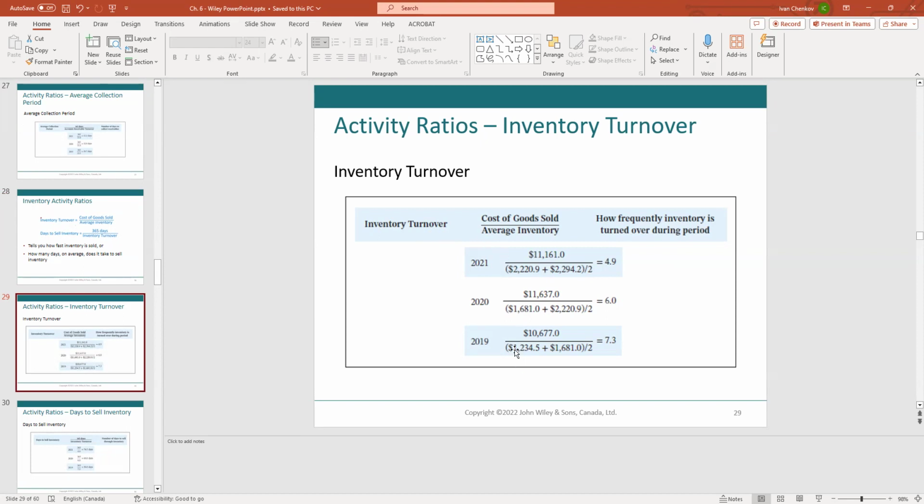What's happened with this company? Look at the inventory in the 2019 beginning balance, 1,234. Look at the ending balance of 2021, 2,294. The inventory increased by $1,000. Well, no wonder the inventory turnover went down, because the inventory that they're holding in their warehouse increased.